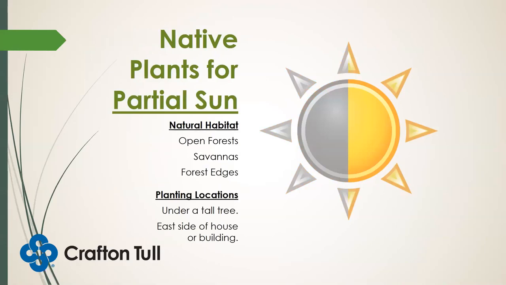Partial sun, and you're going to find these in their natural habitat, open forests, savannas, forest edges. You'll probably also see a lot of plants that are adapted to prairies and glades that could also handle some partial shade. Same with some forest plants. They might be able to handle a little bit of sun. So this category is a little more ambiguous.